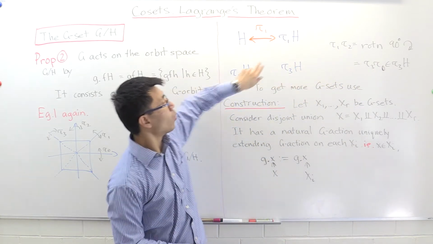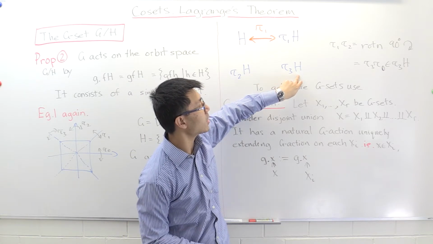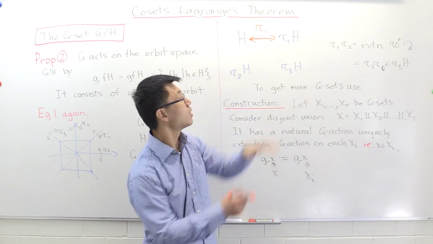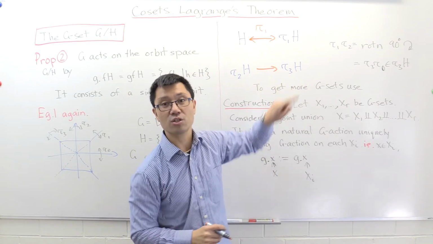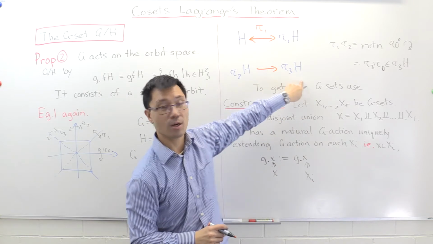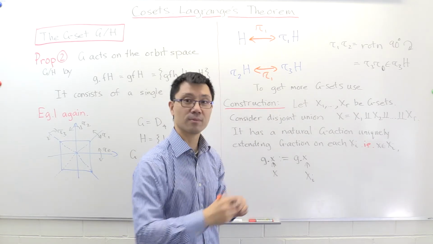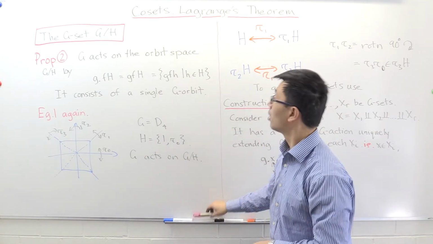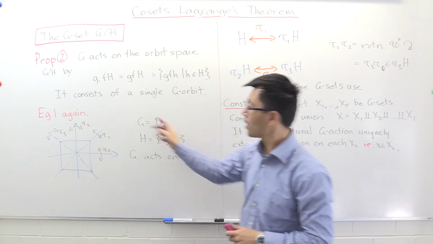So of course, what multiplication by tau 1 does is it sends tau 2 to the rotation here, and it will send the rotation here to the reflection tau 3 here. So tau 1 will send tau 2H to tau 3H, and of course it has to send tau 3H back to tau 2H. So that's tau 1, and that's how it permutes the cosets.